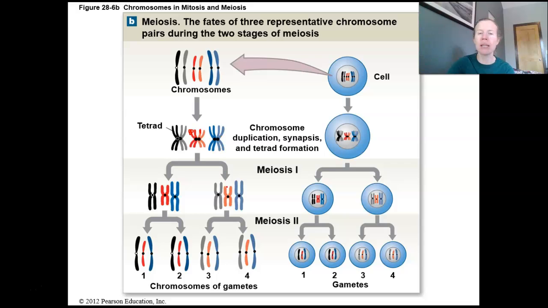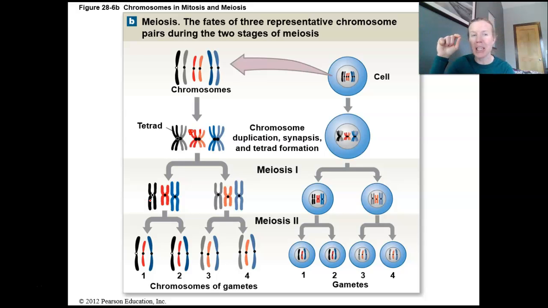Okay, so then notice in meiosis 1, what happens here is we split the homologous pair, right? So we had light blue, dark blue. Light blue came this way, dark blue went this way. Light orange went this way, dark red went this way. Gray went this way, black went this way.